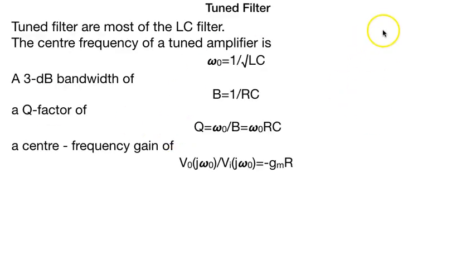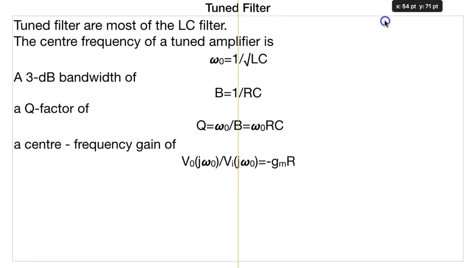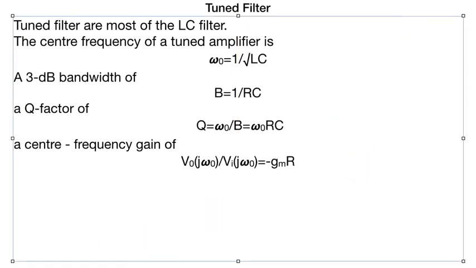So the tuned amplifiers are LC amplifiers. What are LC amplifiers? LC amplifiers are those amplifiers which have an inductor and capacitor in parallel. For that, omega naught is 1 over root LC. They have a 3 dB bandwidth B of 1 over RC. Q factor is omega naught over B, which equals omega naught RC. Or it could be in parallel, omega naught over omega I equals minus G into R.